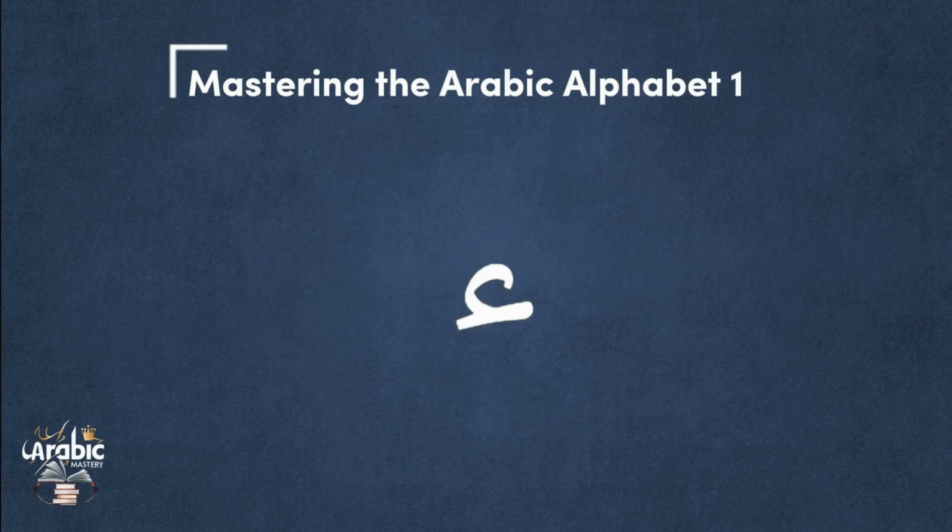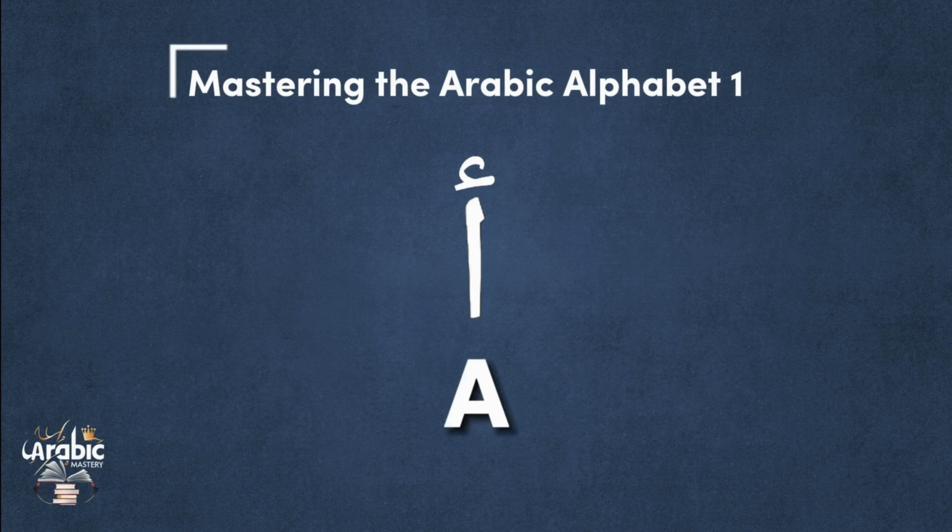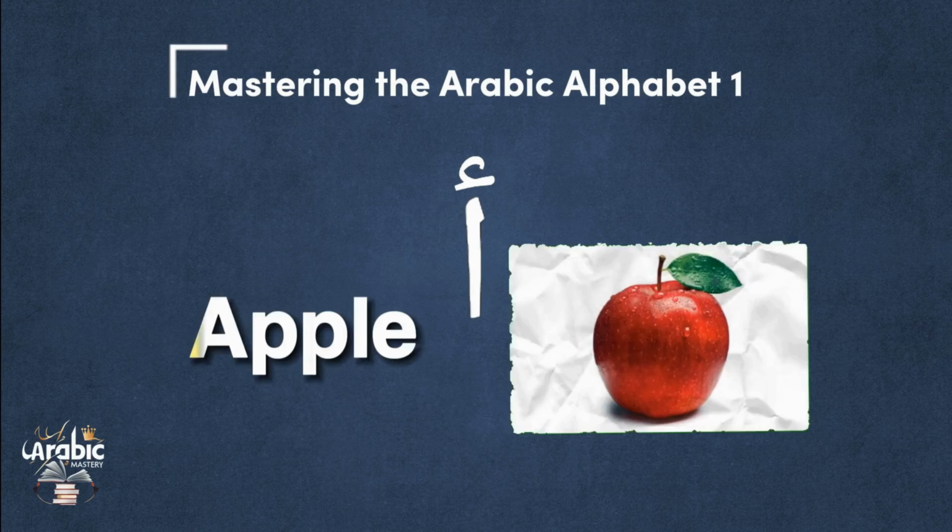Firstly, we have Hamzah. It looks like an incomplete circle with a short tail, and it never comes alone. Its name is Hamzah. Next, we have the letter Alif. Some consider it the first letter of the alphabet. It is the easiest letter to write, resembling a straight vertical line. Draw a simple vertical stroke from top to bottom. Sometimes, it acts as support for Hamzah, and with Hamzah, we pronounce it similar to the English A sound in apple.